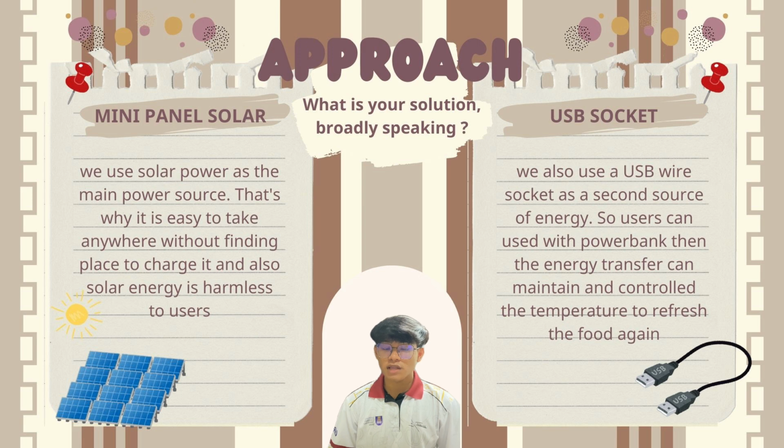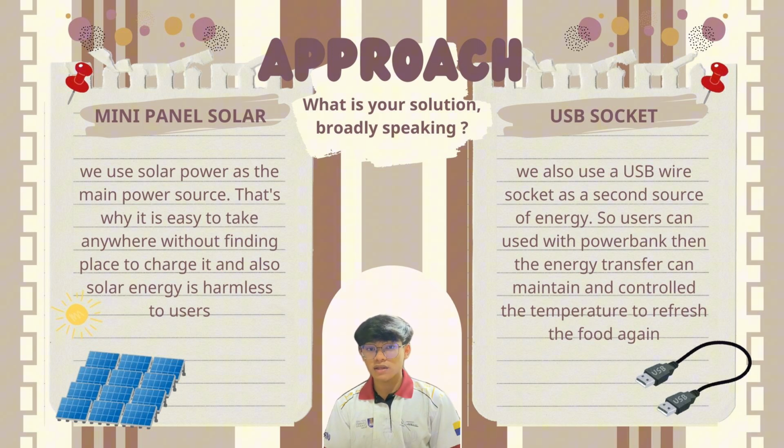Alright, let me talk about the mini solar panel. Why are we using the mini solar panel? Because we use solar power as the main power source. That's why it is easy to take anywhere without finding a place to charge it, and also solar energy is harmless to the user. And as we know, solar can save our money because we just use the sun and not a battery.